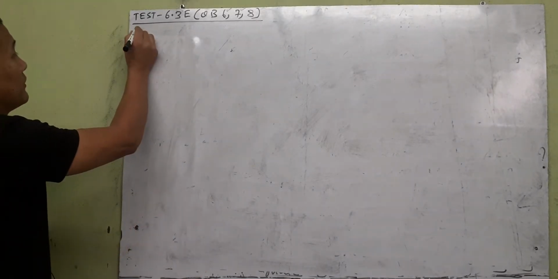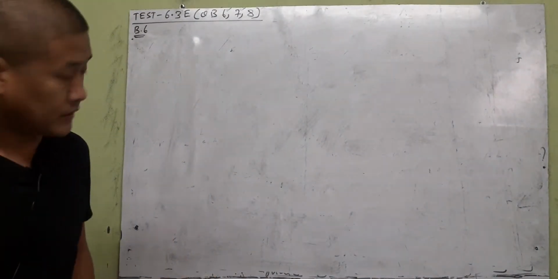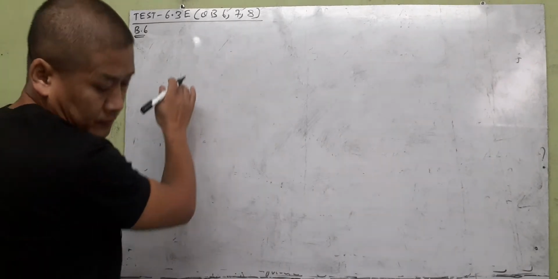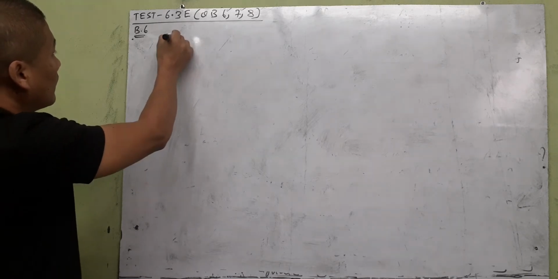So, let me read the question for us. Let's go about it slowly. There is a figure, so since the figure is given, let us draw the figure first. And the figure looks something like this, I think. Like this.